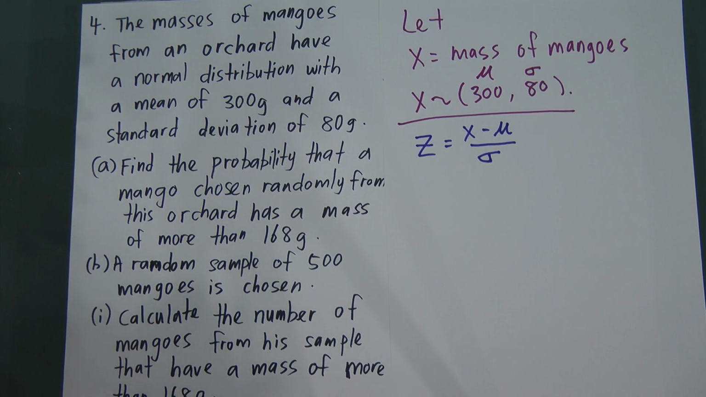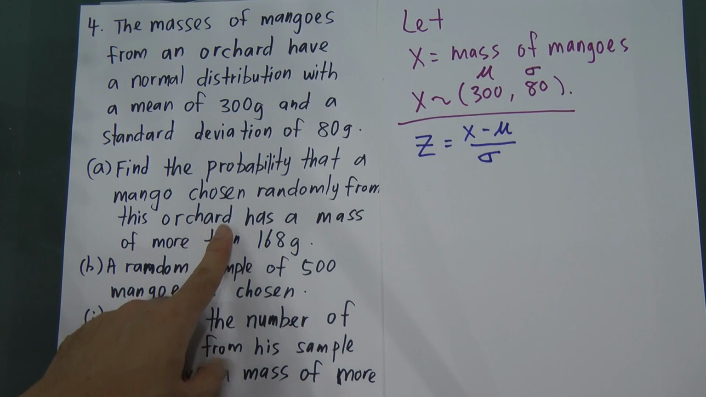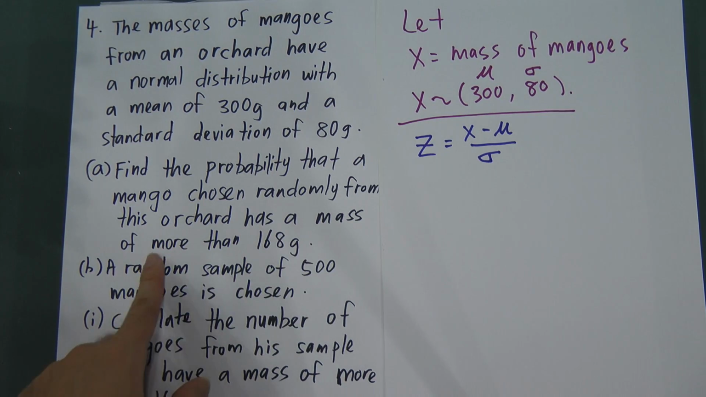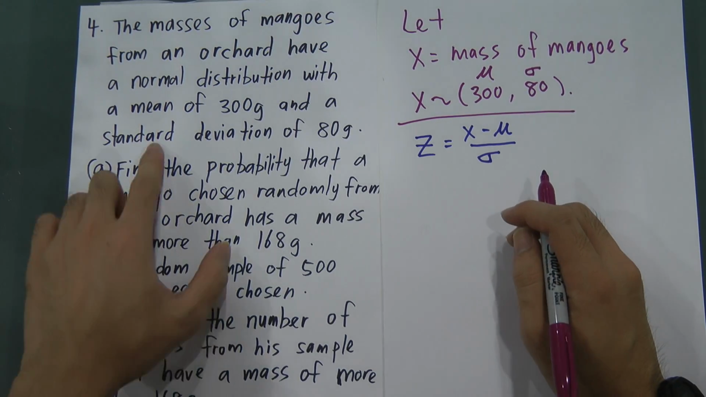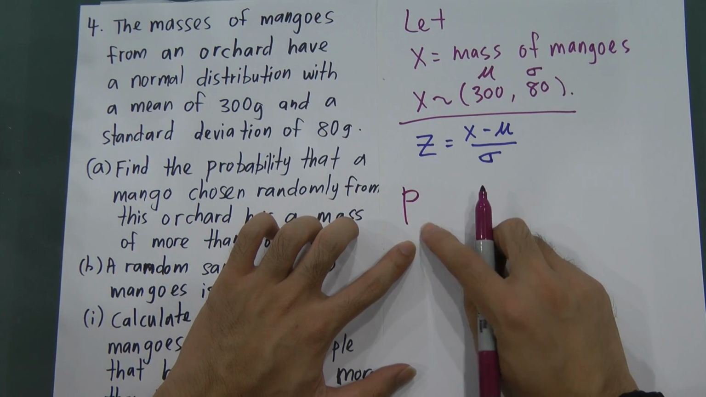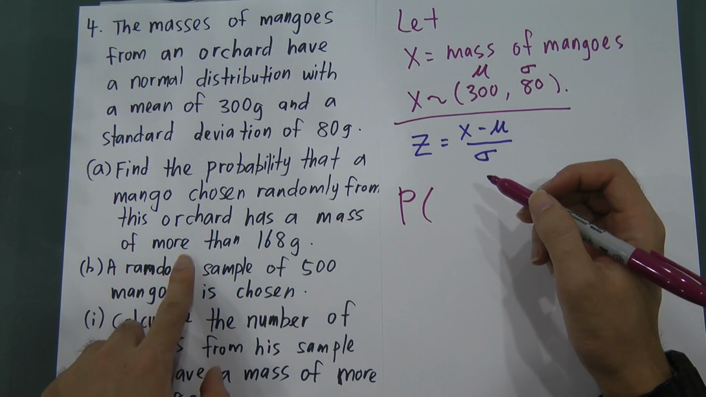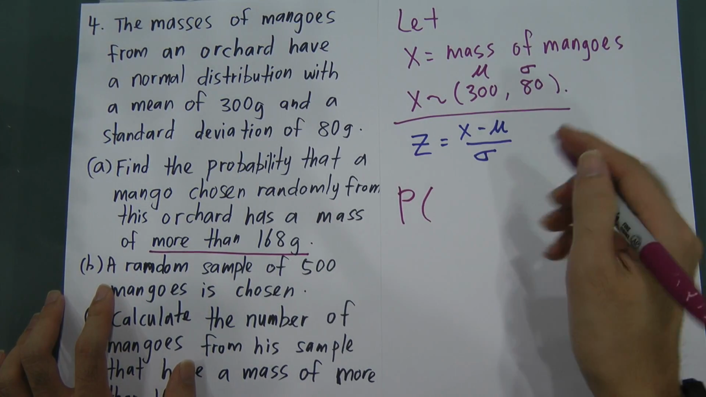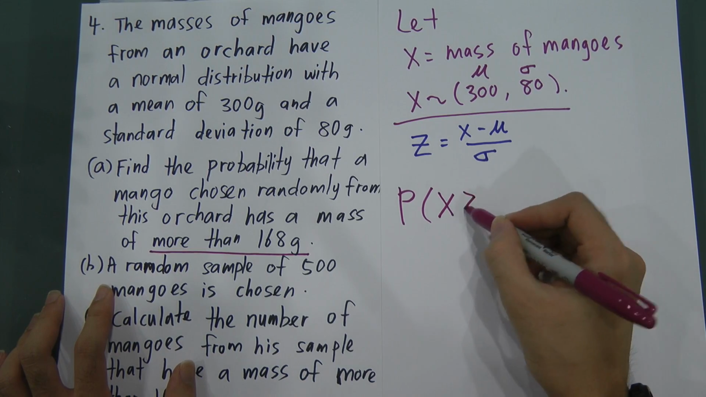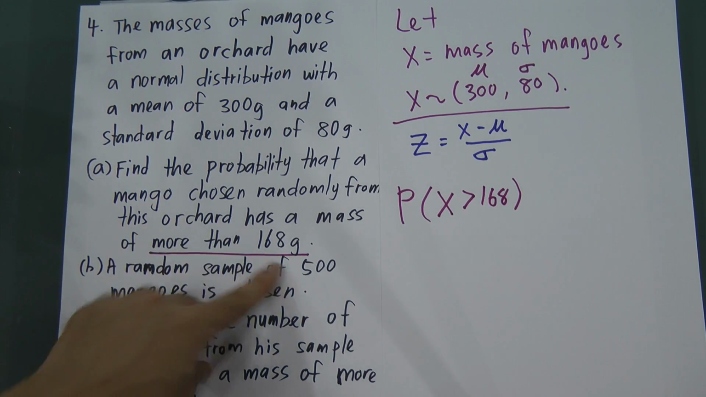Okay, let's have a look at part A. Part A is to find the probability that a mango chosen at random from this orchard has a mass of more than 168 gram. What does he want to find? He wants to find the probability. I write P. I already let x equal the mass of the mango, so he wants the mass of mango to be more than 168 gram. This is what part A wants to find.